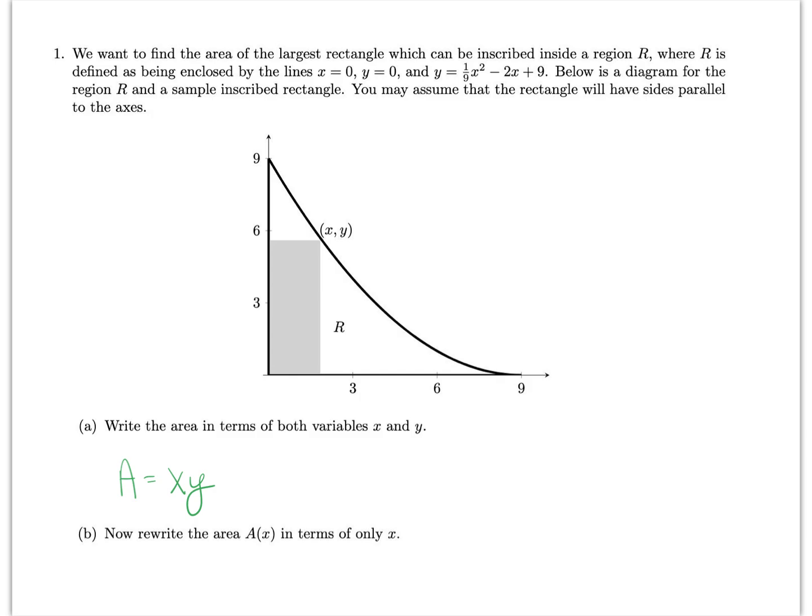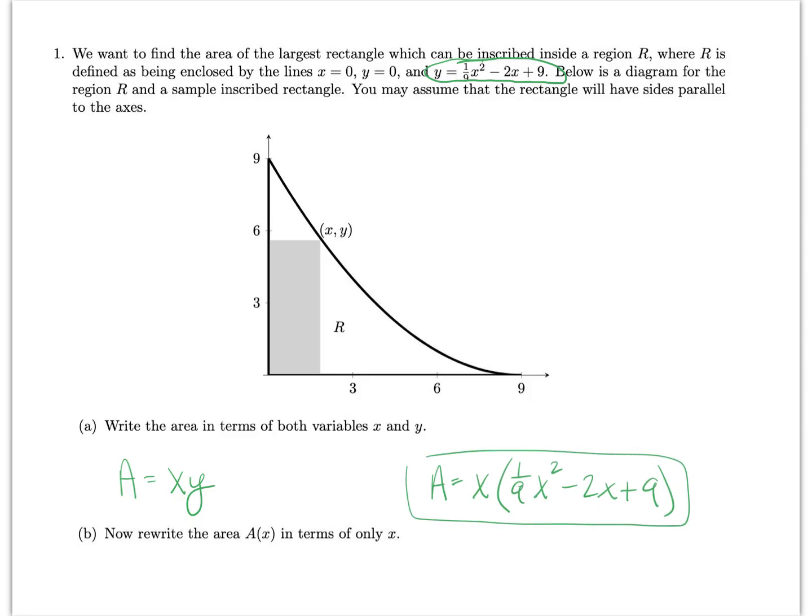And then I want to rewrite that area in terms of only x. So remember that y is this formula: y is 1/9 x squared minus 2x plus 9. So I'm just going to have area is x, and instead of y, I have 1/9 x squared minus 2x plus 9.